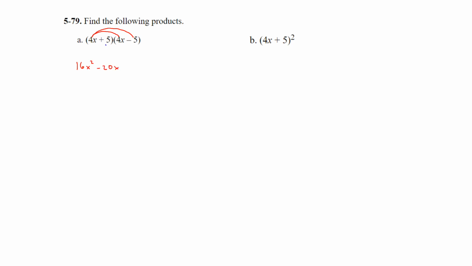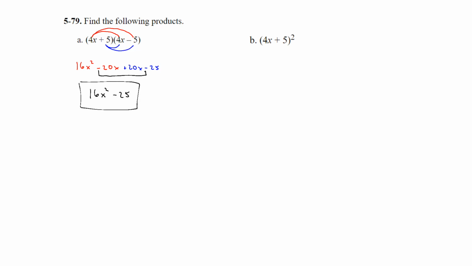And then now we have to distribute the 5 to the 4x and the negative 5. So that'll give me plus 20x and then minus 25. And so we combine our like terms. 16x squared stays there. Negative 20x plus 20x is 0. And then minus 25.